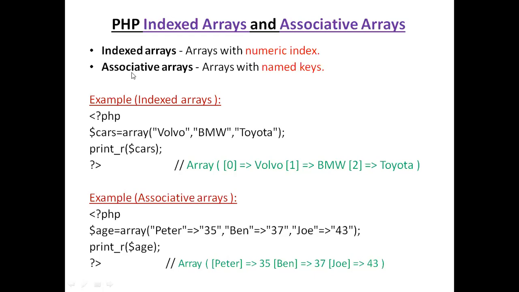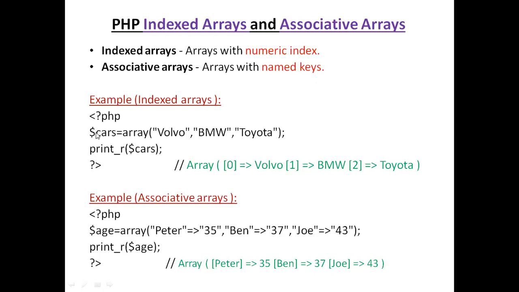Associative arrays are arrays with named keys. The name key is here. This is an example here. You have Peter, Ben and Joe as the names. So these are two different things. And here you don't have 0, 1, 2 like this. So these are the two different types.